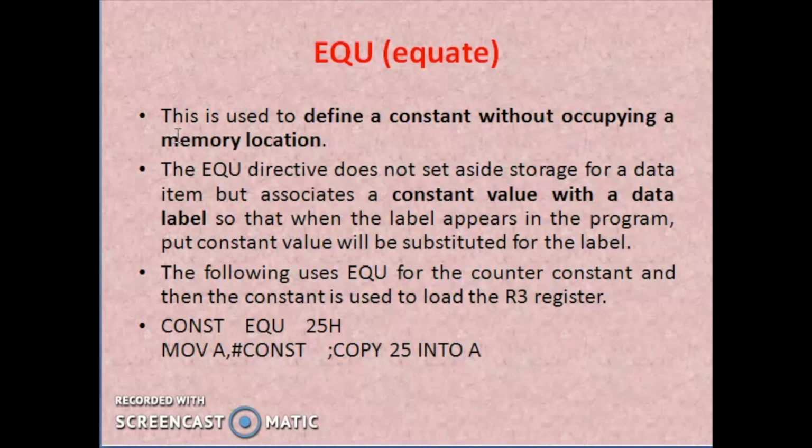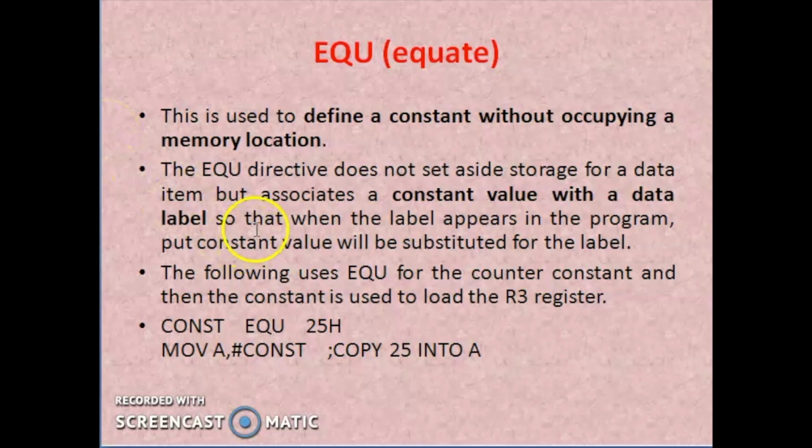The next directive is origin, ORG. It can be either ORG or .org, which means the origin, the beginning of the address. It can be either hexadecimal or decimal. Second one is end, which means the end of the program. After the end directive, nothing will be read by the assembler. We can use either end or .end.